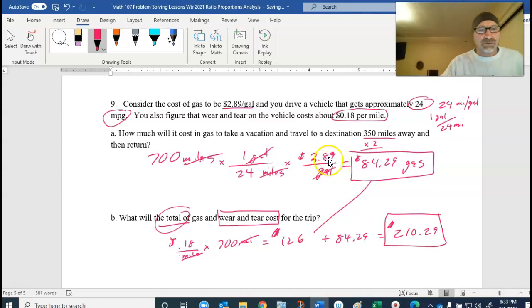Okay, so this is a pretty important problem. How to calculate how much your gas cost is going to be comes up in several other problems, and in one of them you have wear and tear also, but most of them are just gas. Anyway, that is all for lesson number 2 on dimensional analysis and proportions. I hope that this is helpful. Good luck.